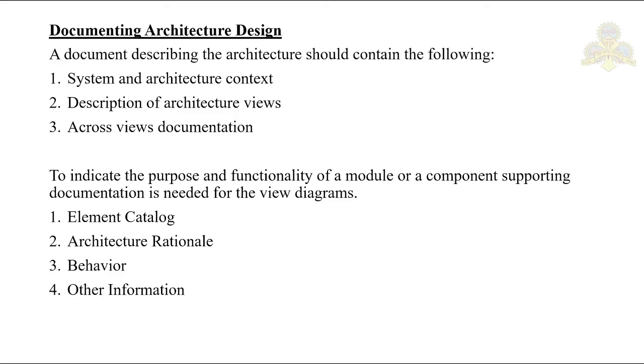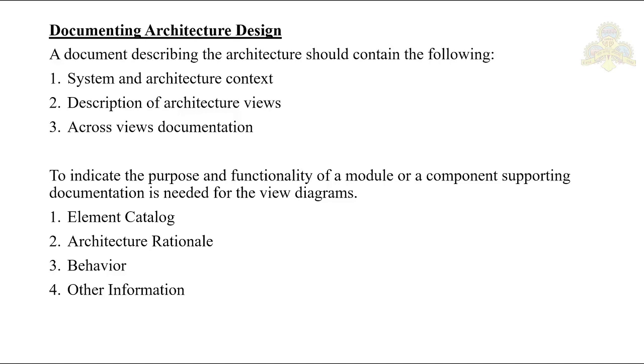The second one is architecture rationale. The view gives the relationship between the elements, but it does not provide any insight into why the architect chose that particular structure. Your architecture rationale gives the reason for selecting different elements and composing them in the way it was done.